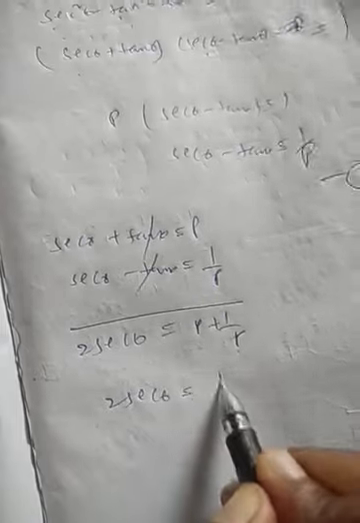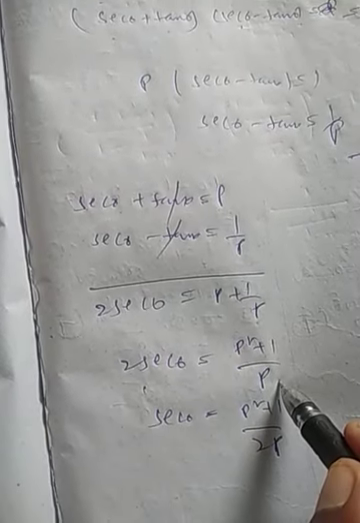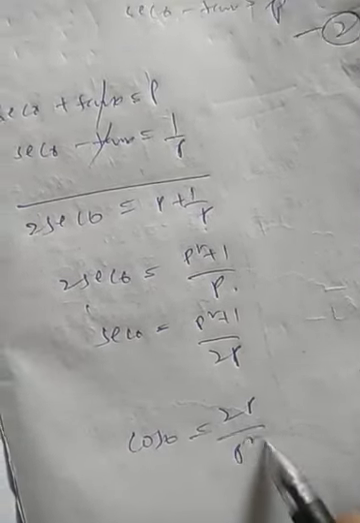2 sec theta is p plus 1 by p, which is p square plus 1 by p. So sec theta is equal to p square plus 1 by 2p. Sec and cos are reciprocals to each other, so cos theta is 2p by p square plus 1.